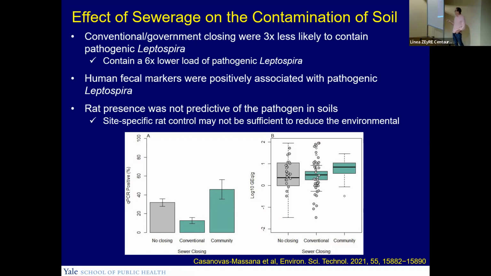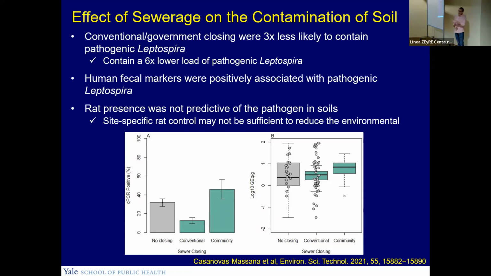But the interesting thing is that rat presence was not predictive of pathogen presence whatsoever. So it doesn't matter if the rat was there or not, you still see lepto. And again, this shows that the epidemiological cycle of lepto is way more complex than just having the rat and seeing the rat.